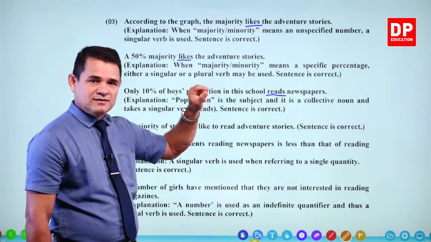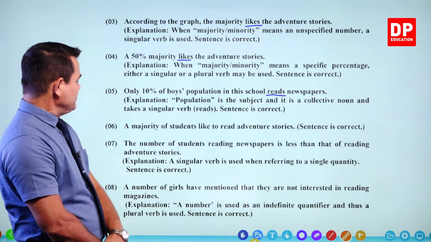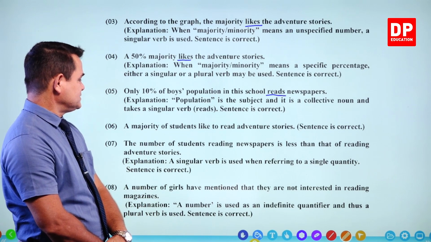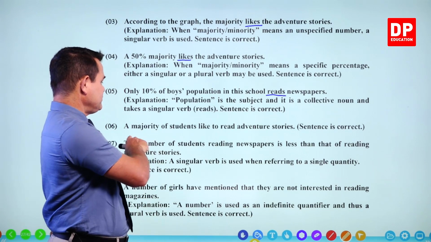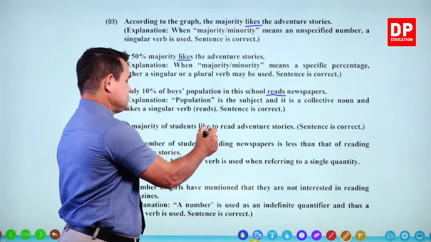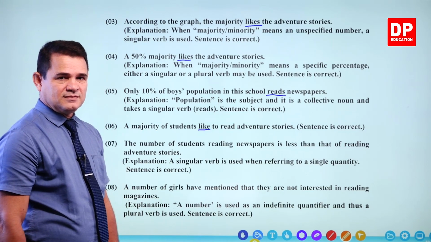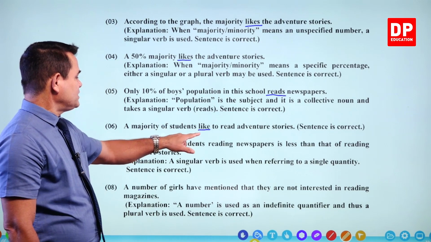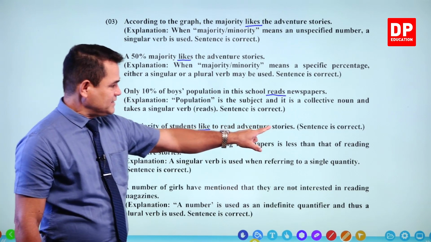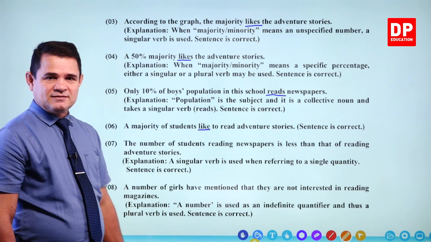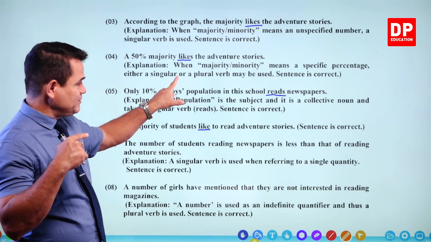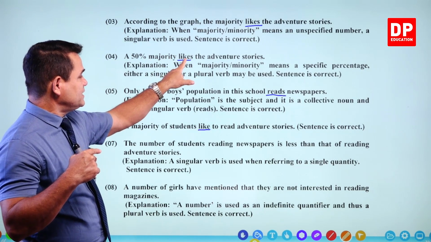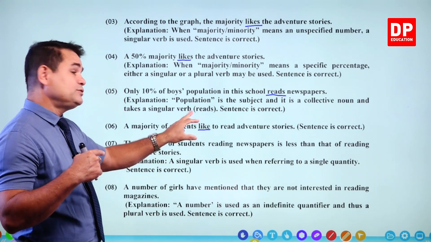Then singular. Next one. A majority of students like to read adventure stories. Majority of students like. They're not in singular form. So that sentence is also correct. Majority of the students, right? So then you don't get it confused. Confuse කරගන්න එපා. හොඳට මතක තියන්න. Majority here likes, but here now majority of students.